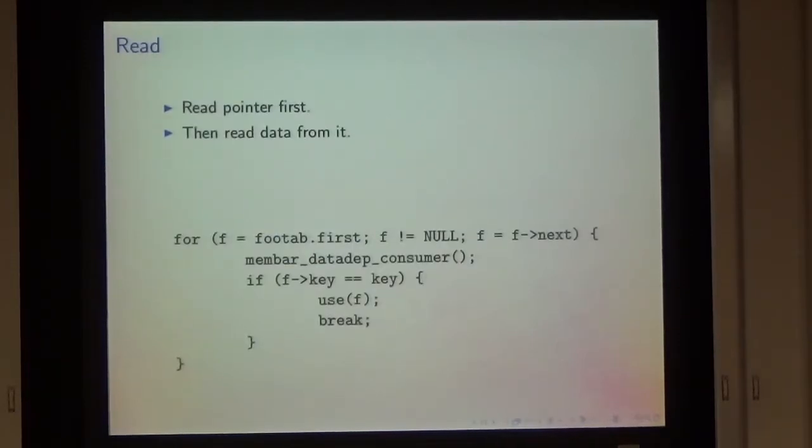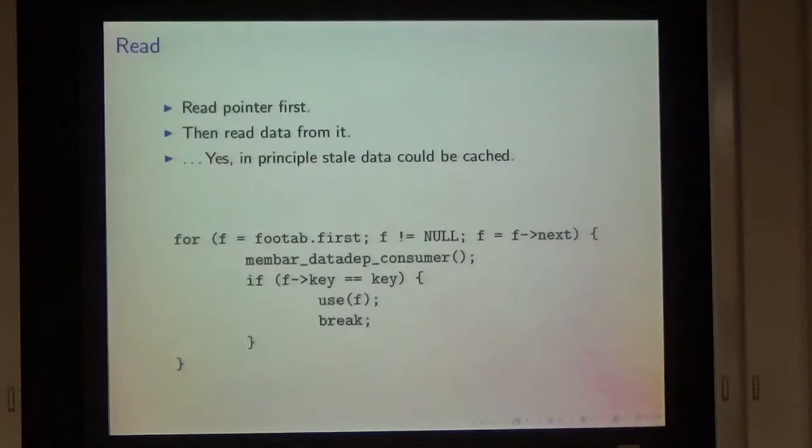Similarly, the reader first reads the pointer, and then makes sure that anything that is read afterward is actually read afresh. That is, it sends a new read request to memory. Then the reader is guaranteed that it will see the data in the foo that the publisher intended to publish, and not just garbage that was there before the publisher published it.